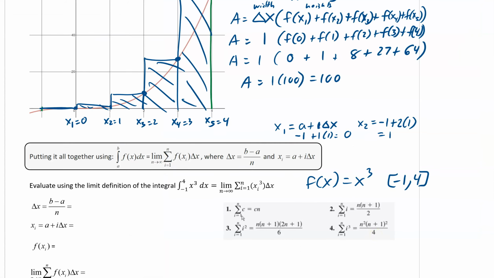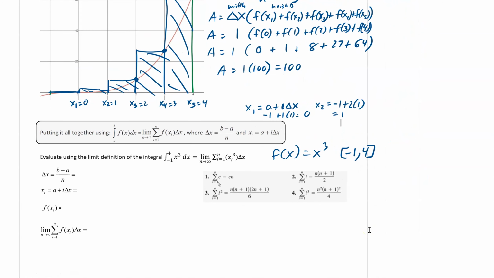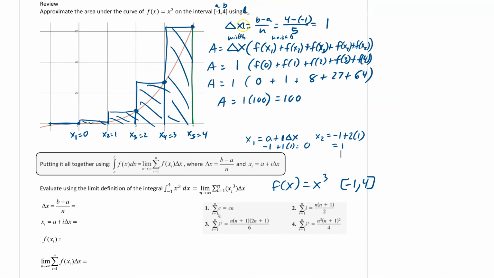So let's try one. Well, the same one. So we have our approximation up there. And so now what we're going to do is find everything just like we did before. So we've got to find our delta x. We've got to find our x sub i's. And then we're going to take each of these x sub i's and plug them in. And then we can write out what we need.